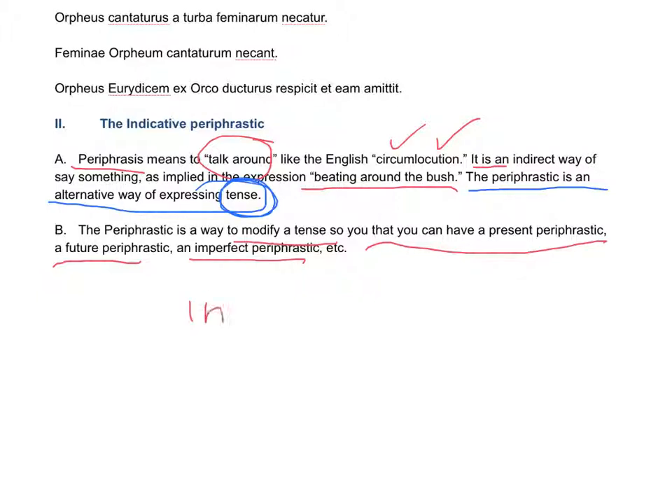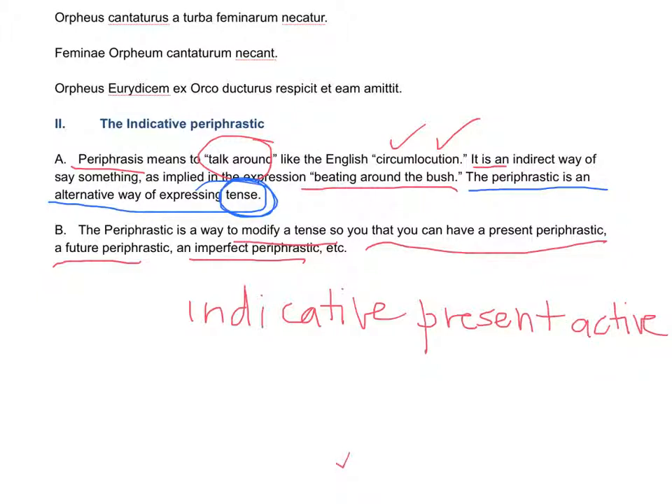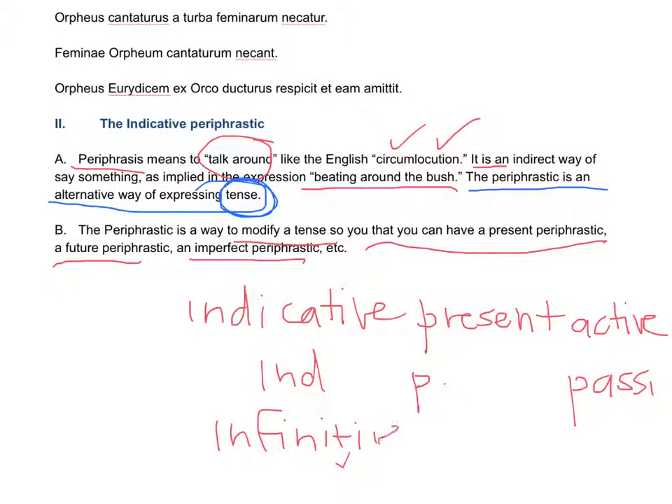You can have it in the indicative mood. For example, you can have an indicative present periphrastic, and you can have it in the active voice. Or you can have the same thing, an indicative present periphrastic in the passive voice. You can even have an infinitive present periphrastic in the active voice or in the passive voice. So it does not replace mood like indicative or infinitive. It does not replace voice like active or passive, but it's a way to describe the tense differently.